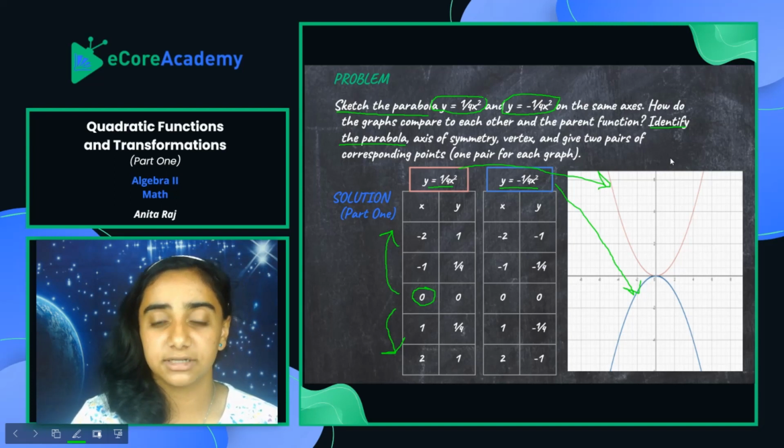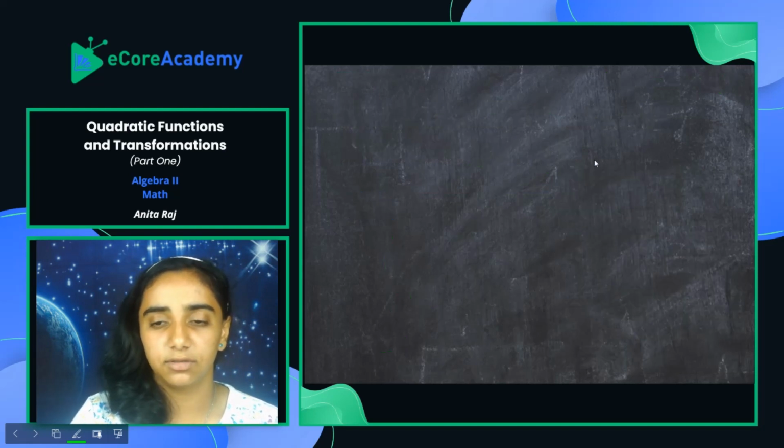Okay, so now let's address the second part of the problem, which is pretty much the rest of this. How do the graphs compare to each other in the parent function? Remember the parent function, let me just write it up here. Y equals x squared. That's your parent quadratic function. How do they compare to the parent function? And then identify the axis of symmetry, vertex, and give 2 pairs of corresponding points, 1 pair for each graph. So we're going to be doing that on the next slide.